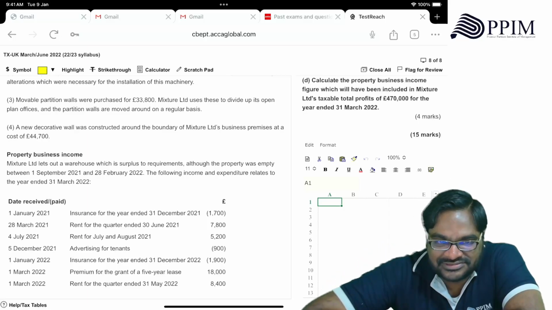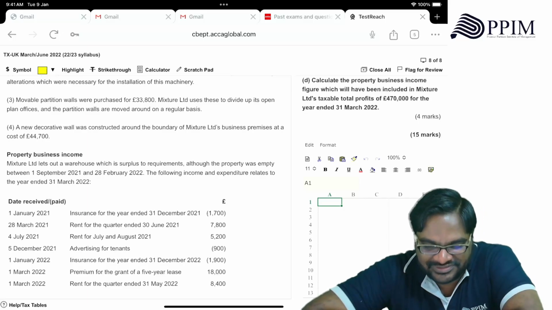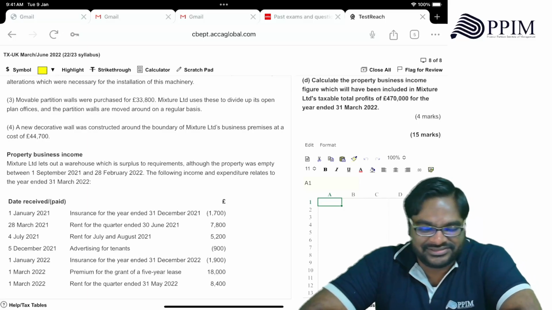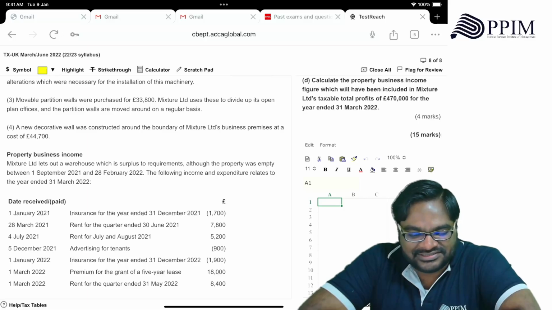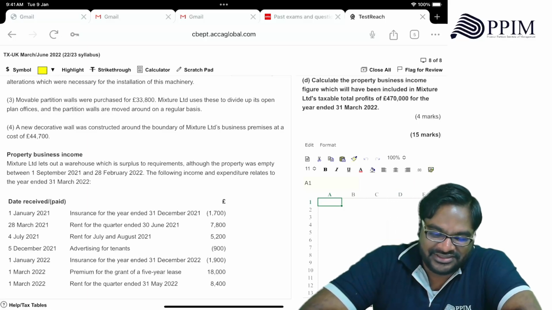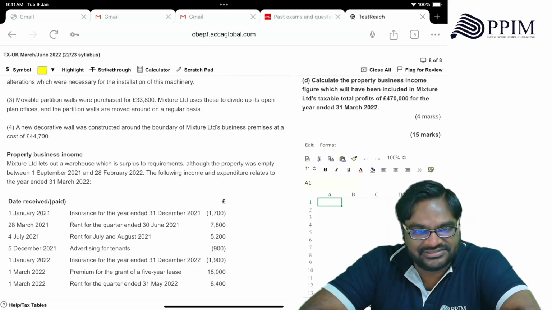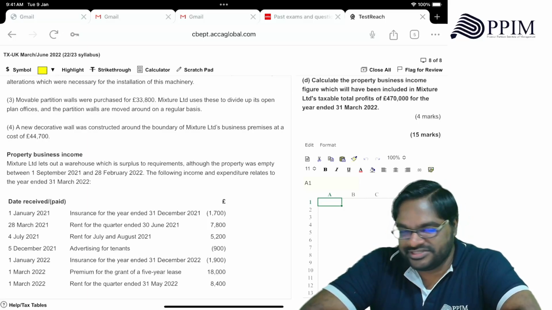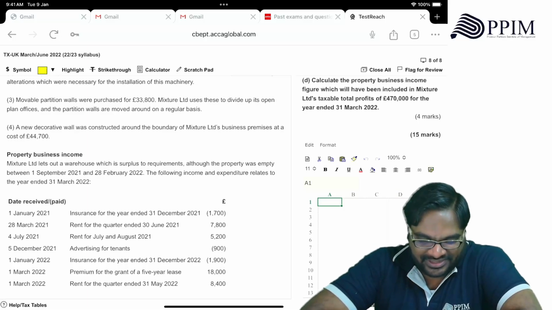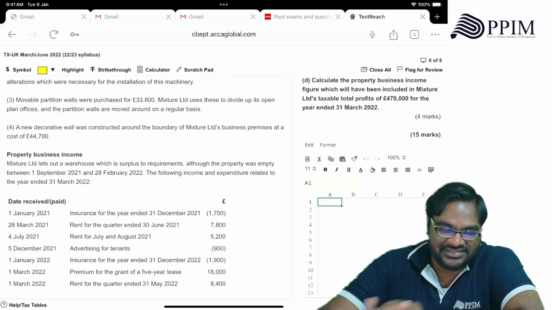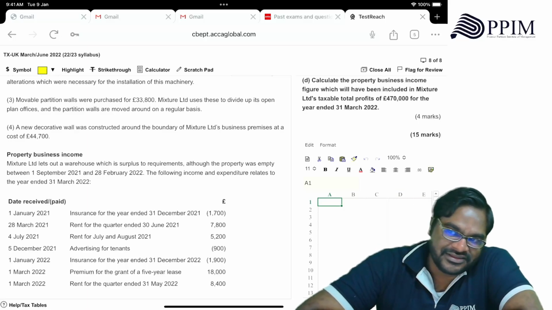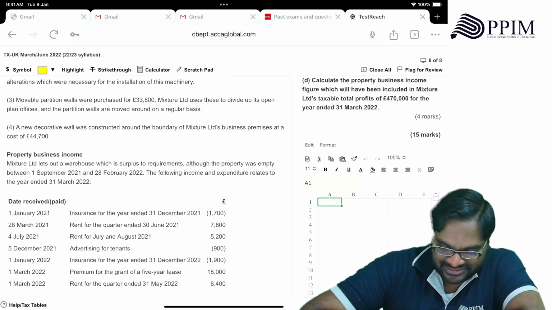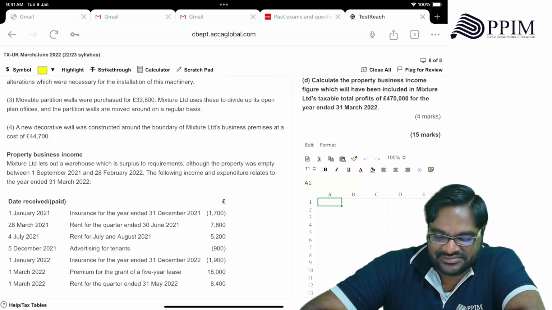I thought the total, we have to take 1 quarter. No. That is for the quarter ended 30th June. Rent for July and August. Advertising for tenants. Deduct. Insurance for the year ended 31st December 2022. Premium for 5-year lease. 1 year base. You need to calculate. 1 year base.